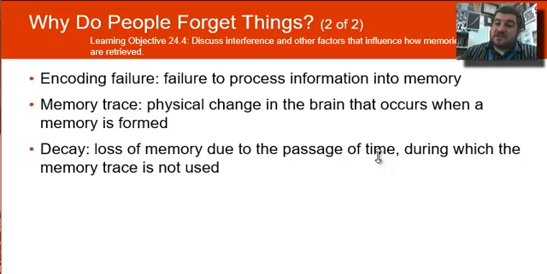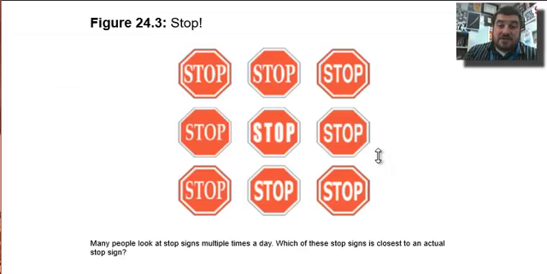A memory trace is a physical change in the brain that occurs when the memory is formed. So like in your neurons, the neural pathway is activated when this memory is formed, and if we don't use that memory enough, then that neural pathway is basically shut down. They use in the book the example of people walking across a path of grass and stomping it down, and if nobody walks across that path of grass again, it'll grow back and you won't be able to access that information anymore. And then decay is just loss of memory due to the passage of time, and the memory trace is not used. So that neural pathway decays, and that information decays.